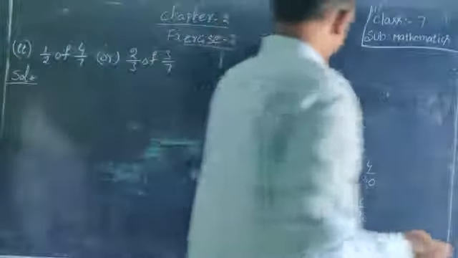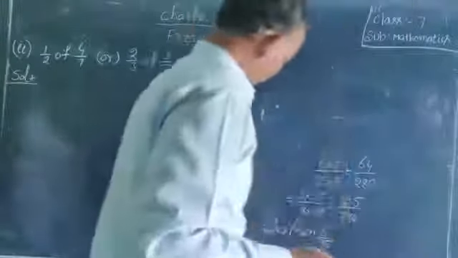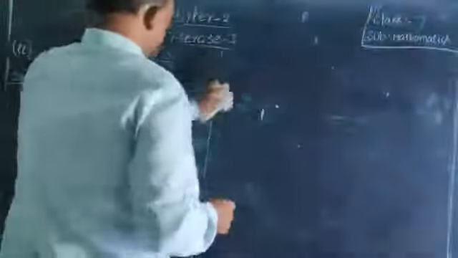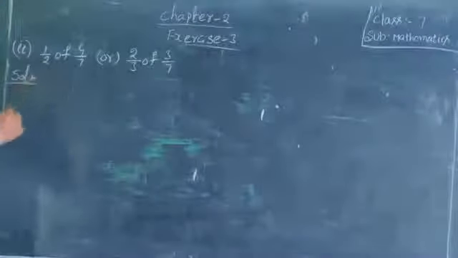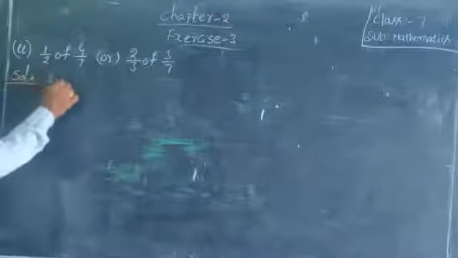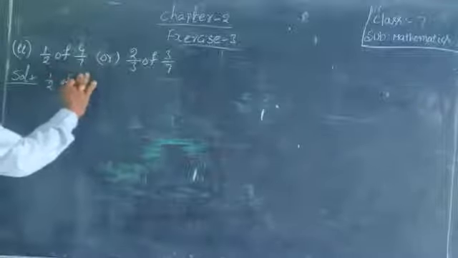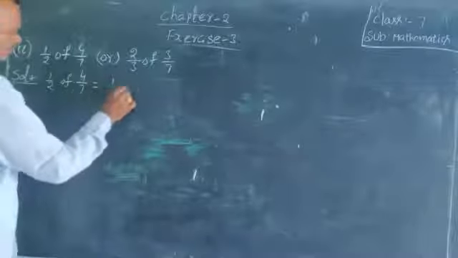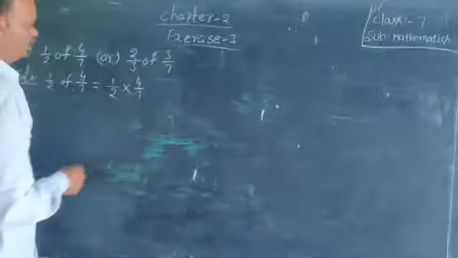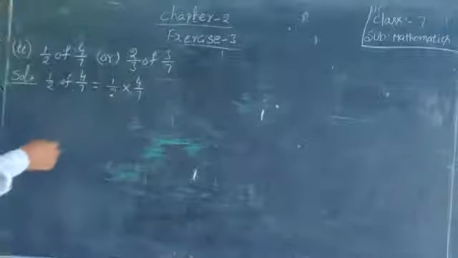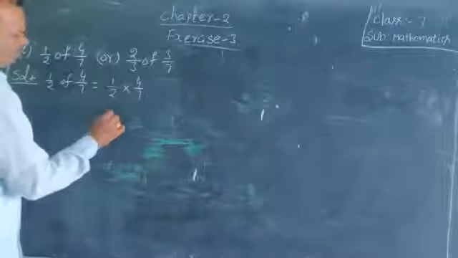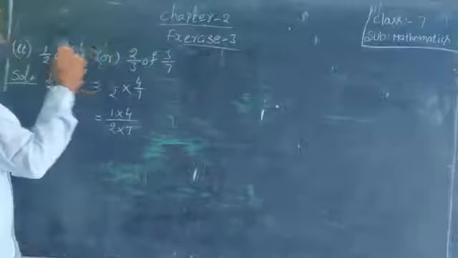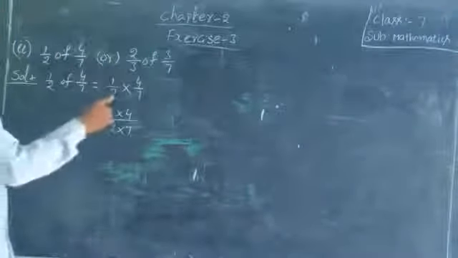First value we are taking 1 by 2 of 4 by 7, that is equal to 1 by 2 into 4 by 7. Here we are cancelling the value. First of all, multiplying the value 1 into 4 by 2 into 7. Multiply the numerators and multiply the denominators.